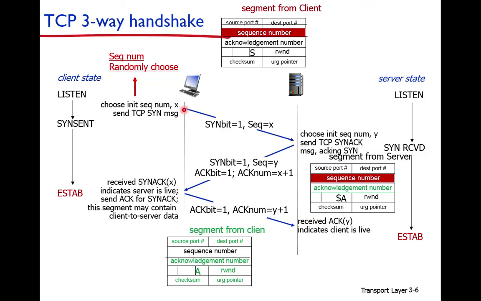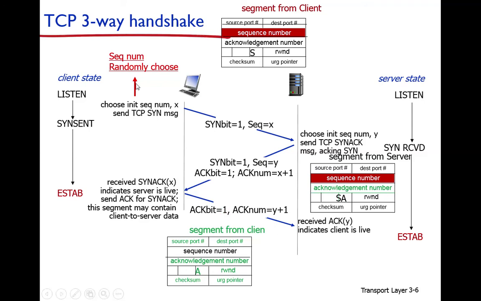So you can see the first message is sent from the client to the server. This is called the SYN message. Then the server sends SYN plus acknowledgement in a single message, called the SYN-ACK message, and then the client sends the acknowledgement. So by this three-way handshake, the TCP connection is established between the server and the client.